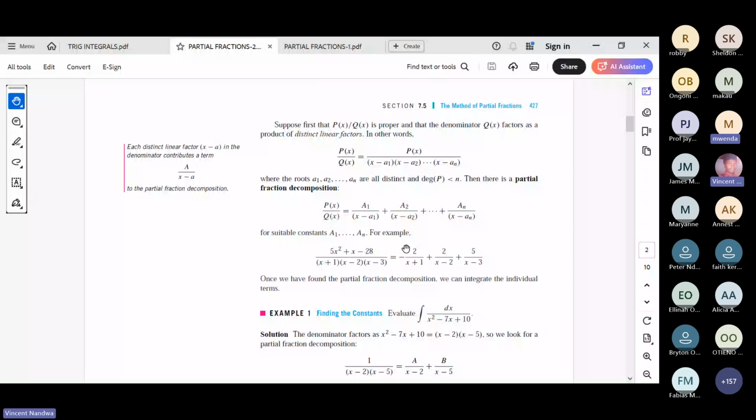So what will be the integral of minus 2 over x plus 1 dx? Because now you'll be applying the integral to each of these 3 terms. Which method will you apply?